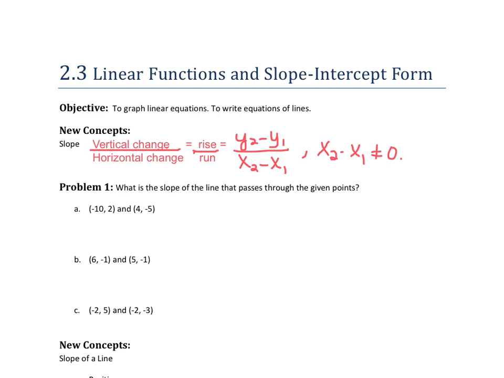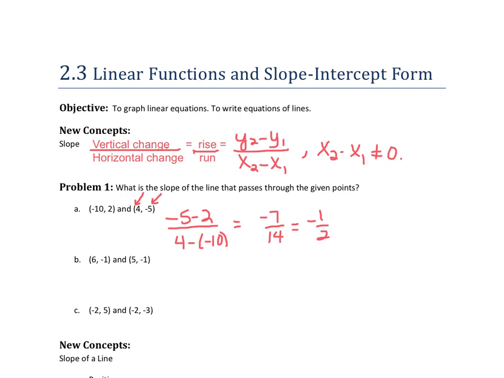All right, problem number 1. What is the slope of the line that passes through these given points? All right, now this is simple, easy. First one, letter A: negative 5 minus 2 over 4 minus a negative 10. That gives me a negative 7 over 14, or a negative 1/2. Okay, I just want to interject real quick. If you start with your second ordered pair on the top, you have to start with your second ordered pair x value on the bottom.